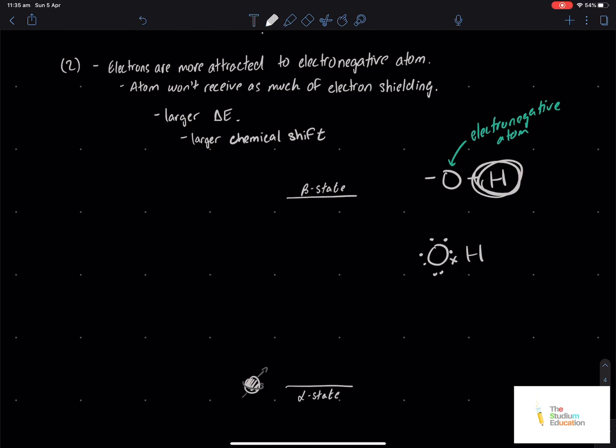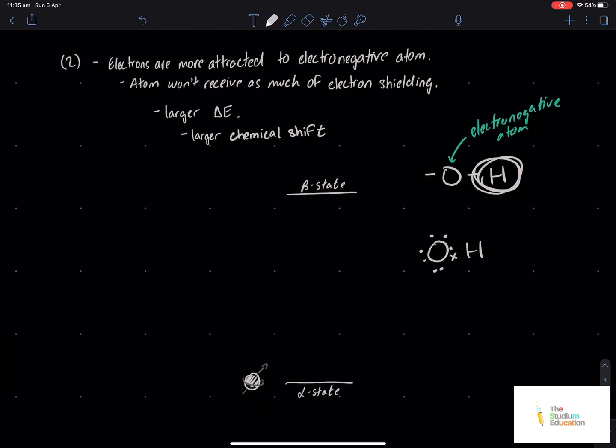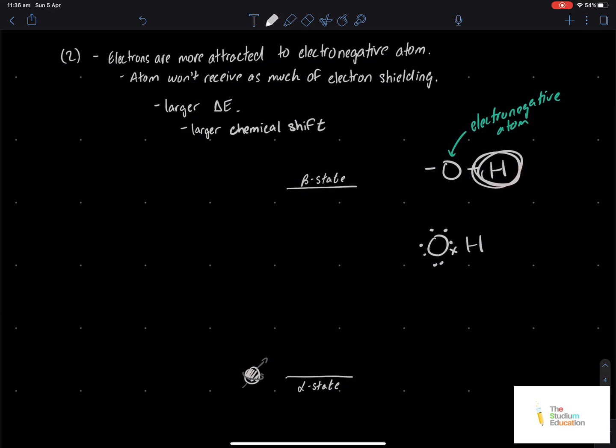Oxygen has a much higher electronegativity than hydrogen. So electronegativity basically means that the oxygen has a higher ability to attract electrons to its side than the hydrogen. What that basically means is that the electrons won't shield the hydrogen as much as before.